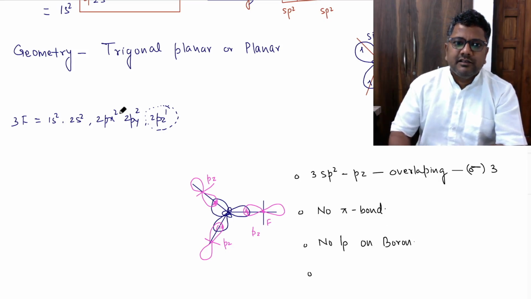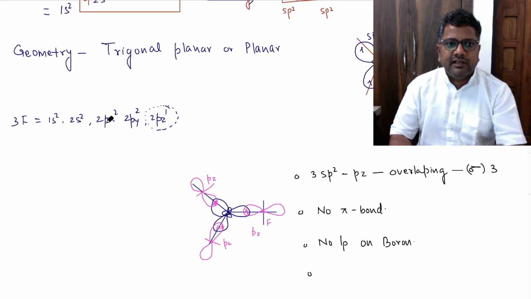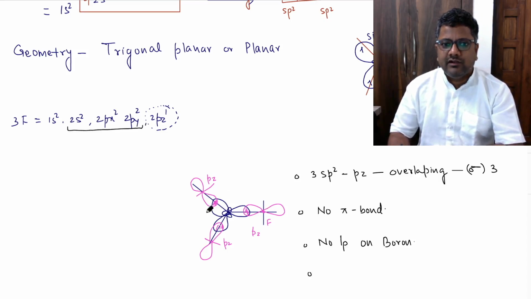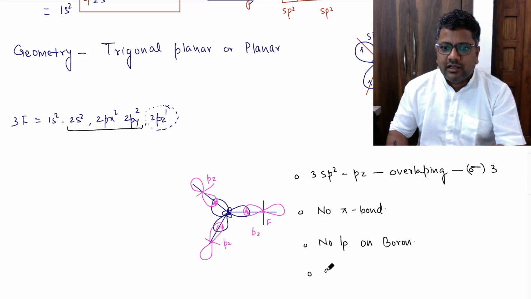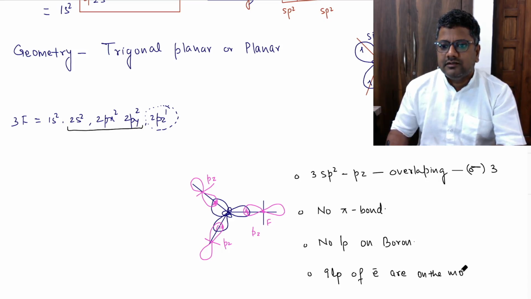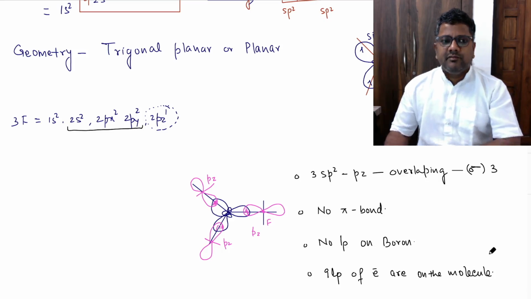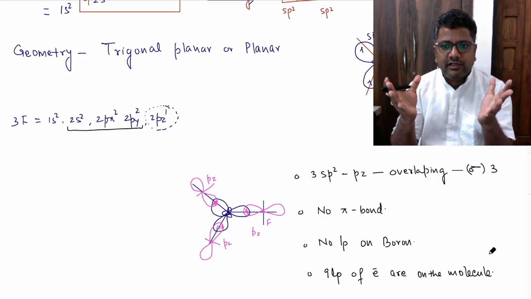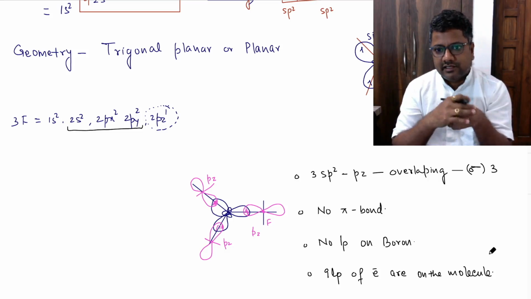But see, this will appear in the form of lone pair, because this is part of the valence shell. So three lone pairs are on each fluorine. So 3 threes are 9. Total 9 lone pairs of electrons are on the molecule. On the molecule means overall on the whole molecule, total 9 lone pairs of electrons are there.